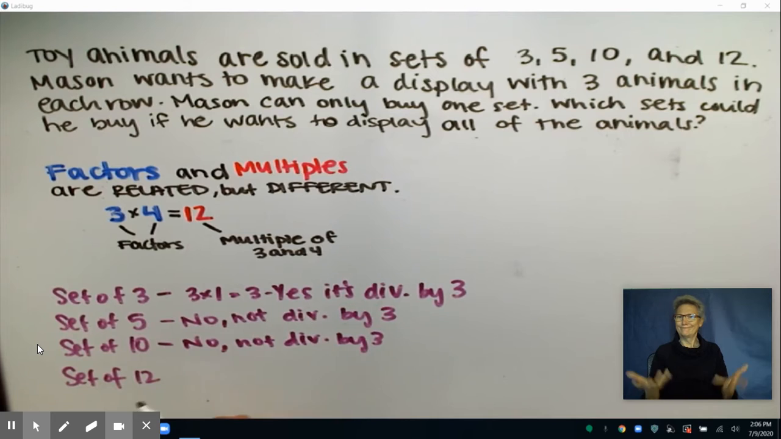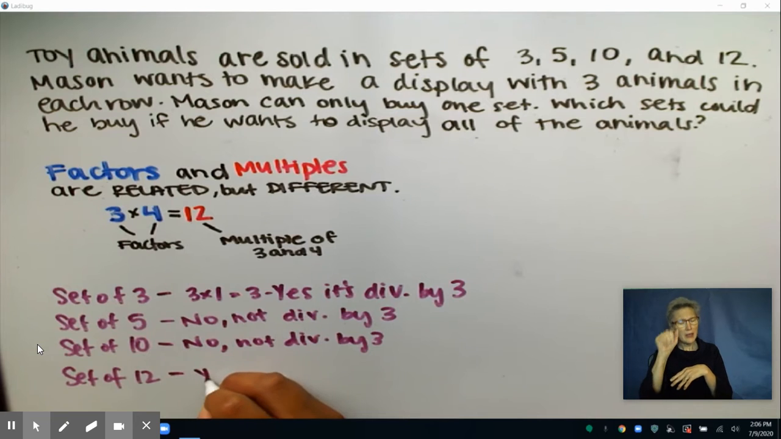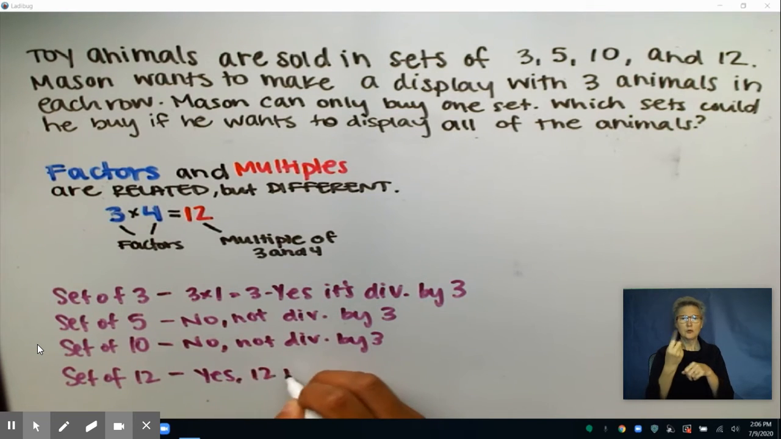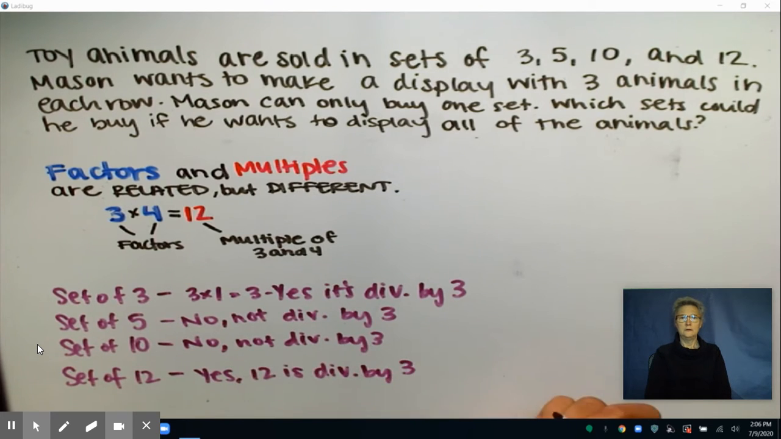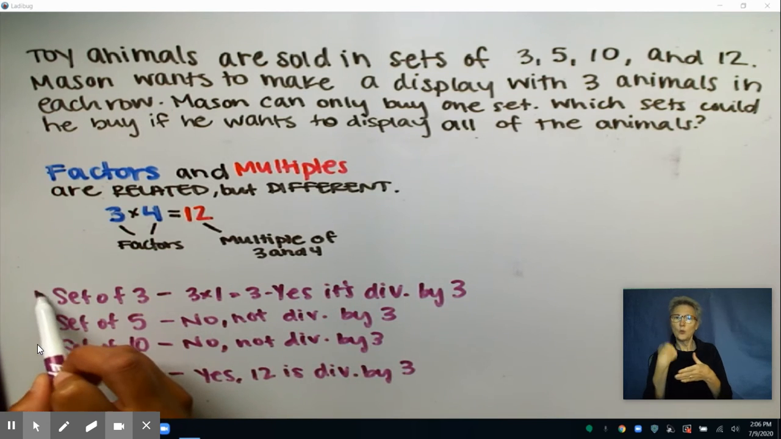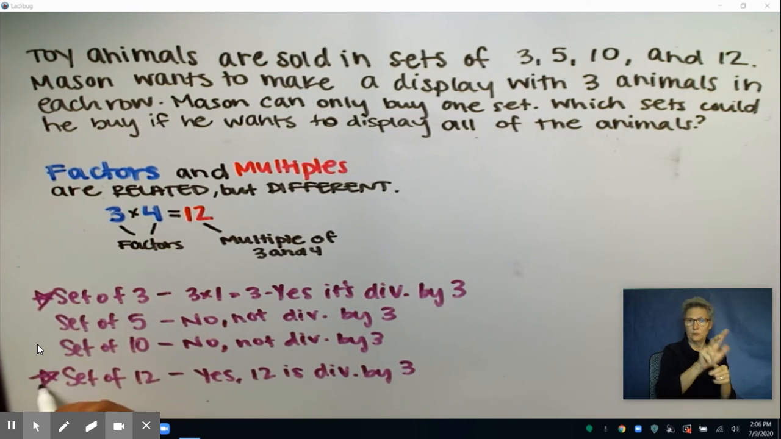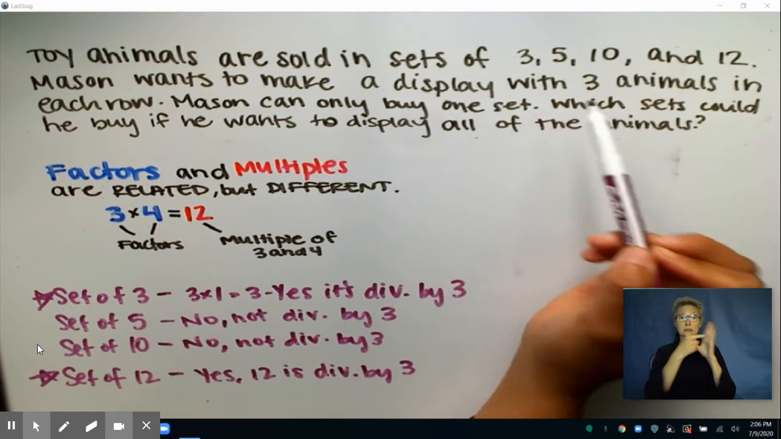Well, what about our last option? Our last option is a set of 12. Is 12 divisible by 3? And we know that it is, yes. 12 is divisible by 3, and we know that we would get 4, right? If we divided 12 by 3, we would get 4. So this, using factors, is helping us to realize that we could purchase either a set of 3 or we could purchase a set of 12 and be able to display our animals with 3 in a row.